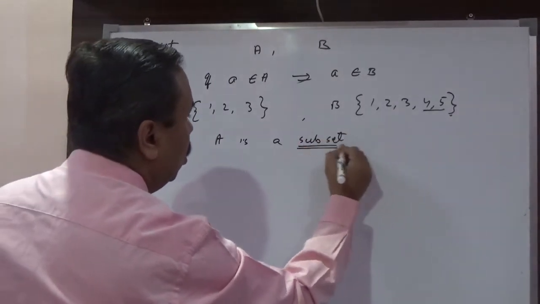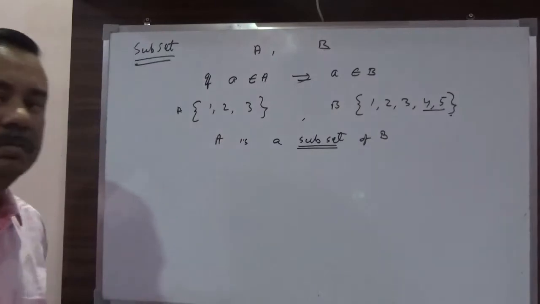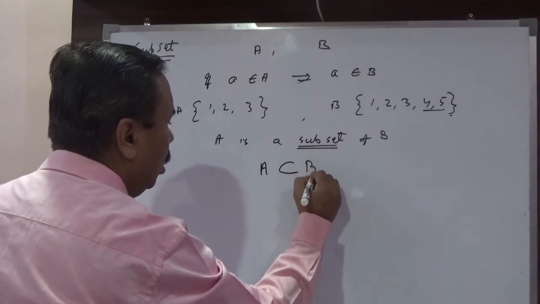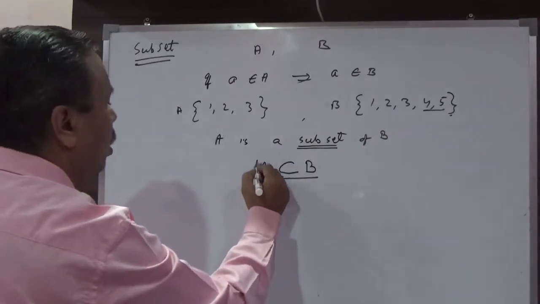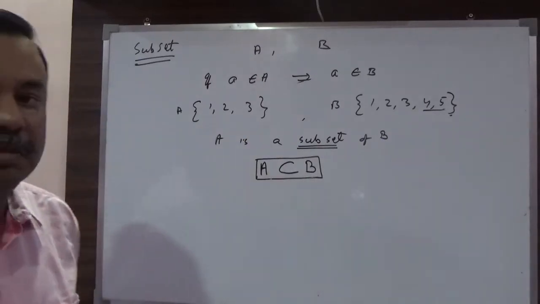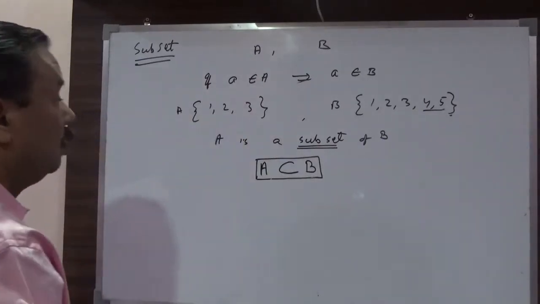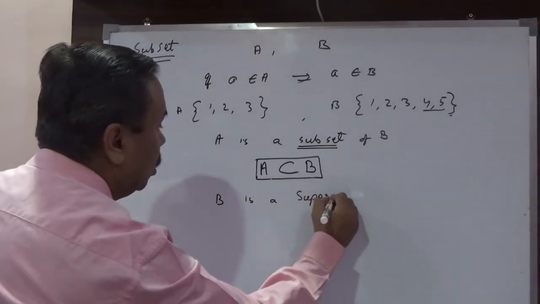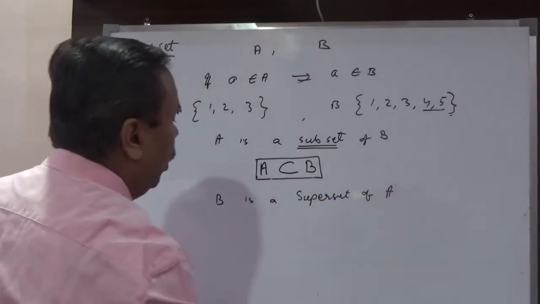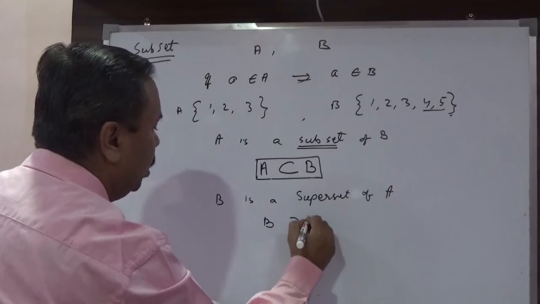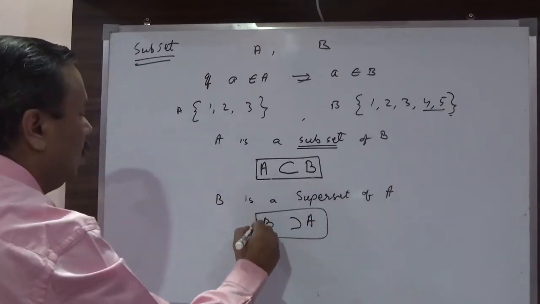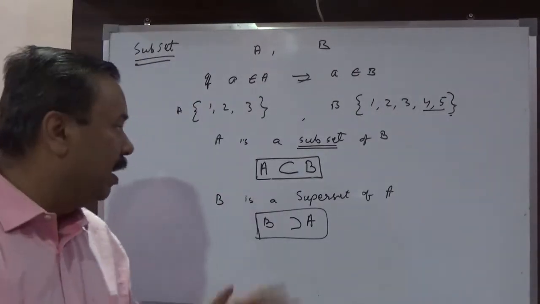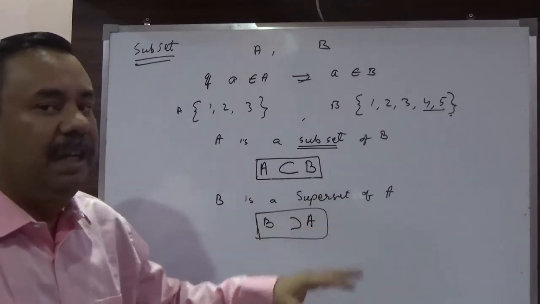subset of B. It will be represented as A is a subset of B. This is its representation. Similarly, the other way, I can also say that in this case B is a superset of A. If you see, it is just like a transformation of A is less than B and B is greater than A.